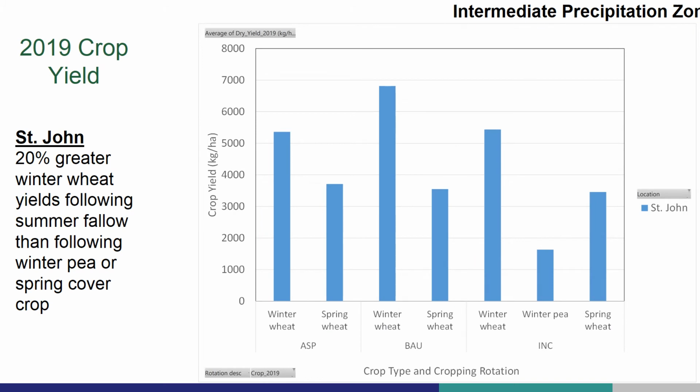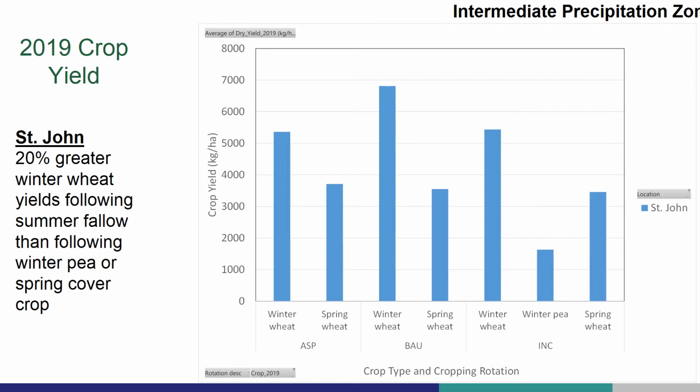If we look at crop yields, this is the intermediate precip zone out at St. John, and these bars represent the winter wheat and the spring wheat crops in the business as usual and aspirational rotations. The aspirational is the one where we incorporate cover crops instead of fallow. Business as usual has the fallow within the rotation, and the incremental has the winter pea, and you can see the yield of the winter pea there as well. This is crop yield in kilograms per hectare.